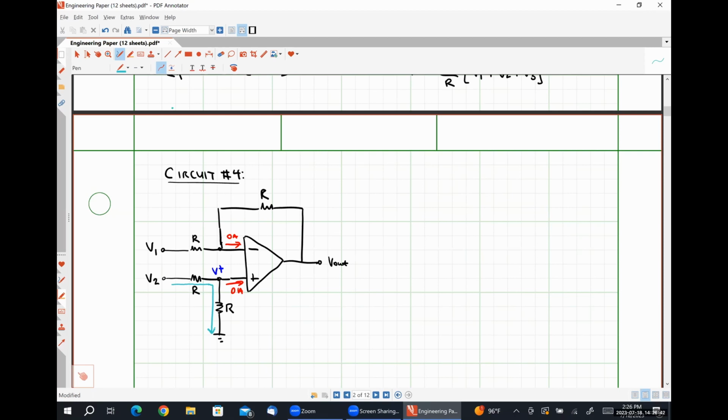Okay. So we have what is commonly known as a simple voltage divider at the non-inverting input of this circuit. Using voltage division, our voltage V+ is simply going to be 1/2 of V2, because if the resistors are identical, half of the voltage drop of V2 will occur across the horizontally oriented resistor R, and the other half will occur across the vertically oriented resistor R.